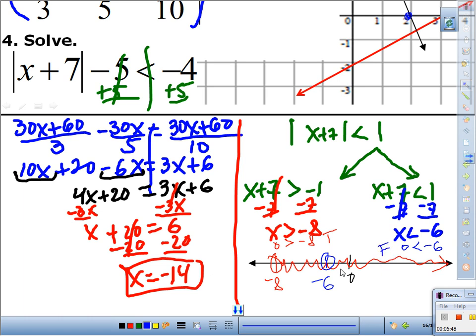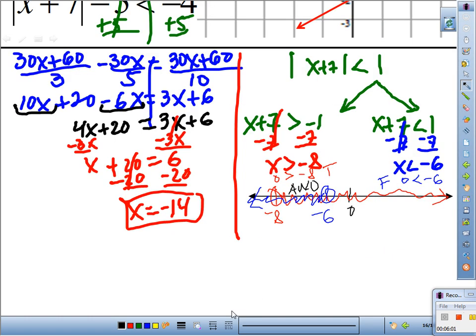No, that's false. That means I'm not shading towards 0. I'm shading the opposite direction, which means I'm going that way. Do the two of them overlap? Yes, this is an and. Therefore, my solution set of x such that negative 8 is less than x less than negative 6. And have we got that?